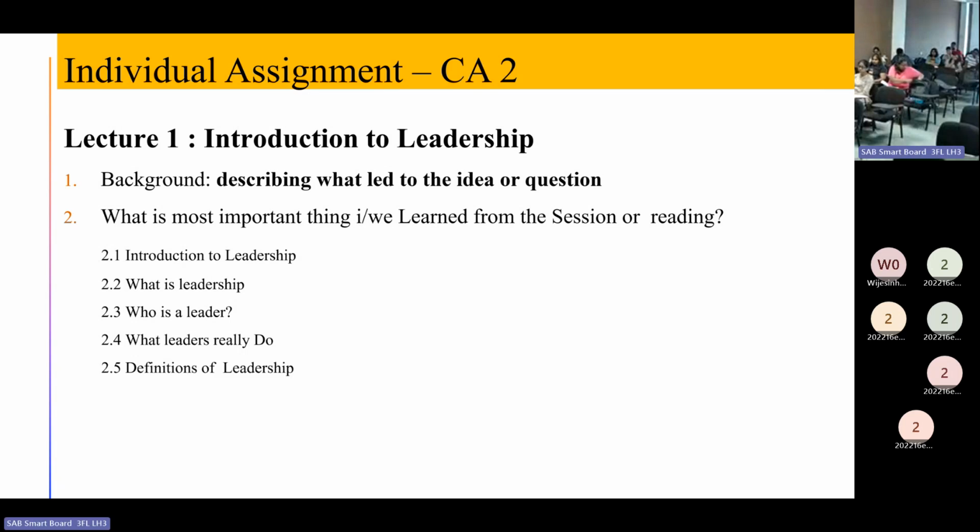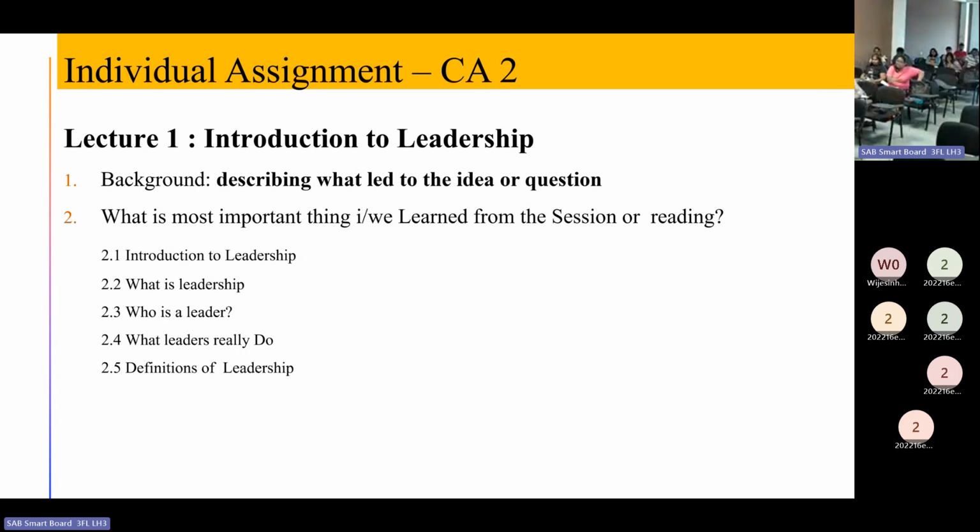A definition of leadership. What is the definition of leadership? Leadership is the process of an individual influencing a group of individuals to achieve common goals. So you can write that, then write your understanding and explanation. Okay, so these minimum 5 points should be included.